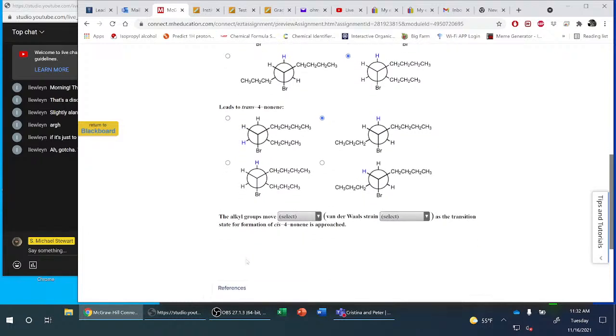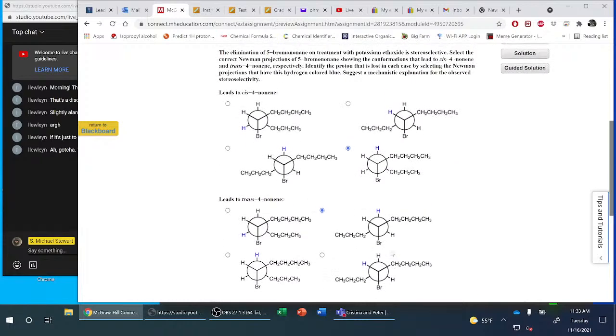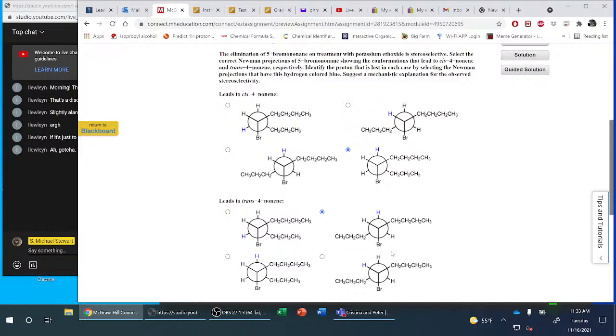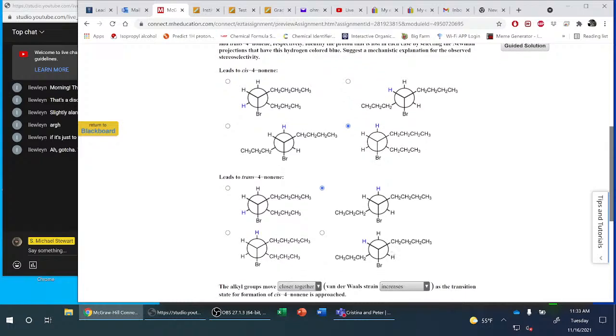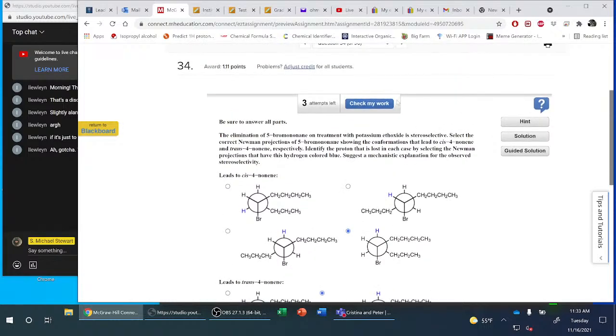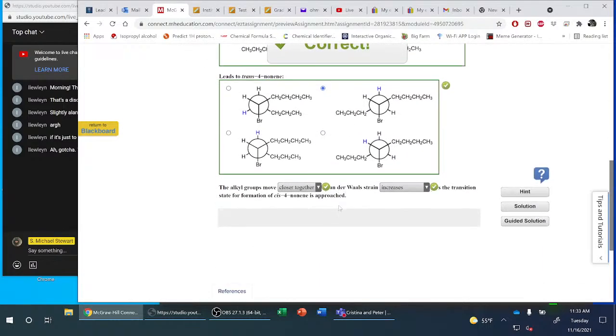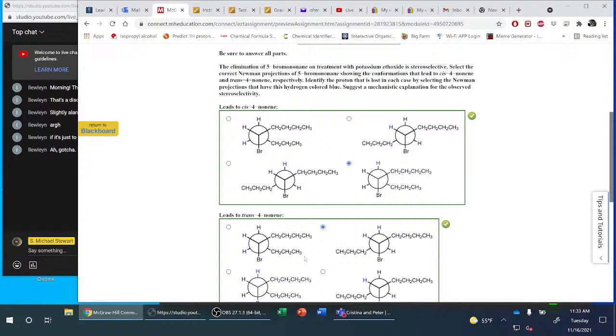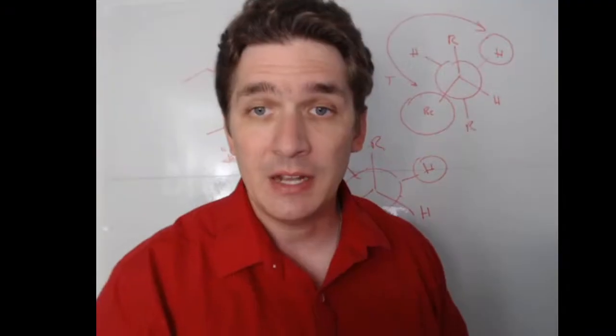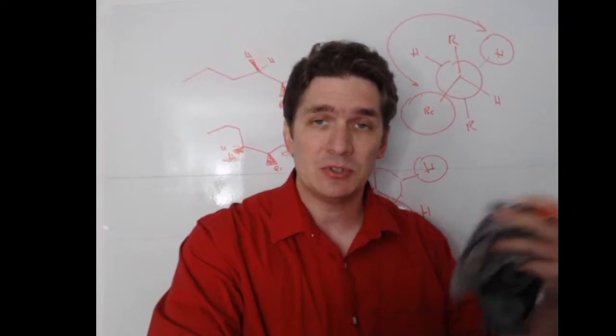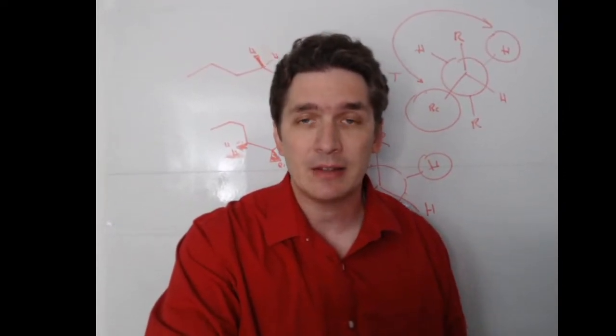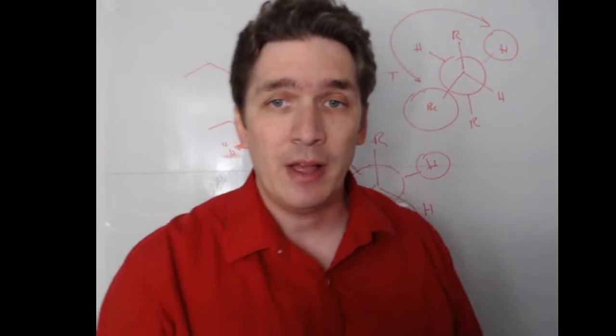So for the cis one, the alkyl groups move closer together, and the van der Waals strain increases while they do this. So I really wish the book actually, so we talk about why cis isomers are more stable. First of all, let me make sure this is right. Check my work. And it's all correct. So we had a discussion board where we talked about why the cis isomers are less stable than the trans isomers, with the exception being cycloalkenes. And the answer, why, is sterics.